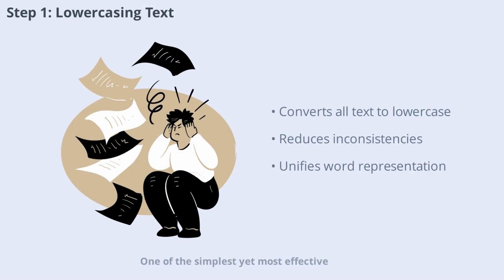One of the simplest yet most effective preprocessing steps is converting all text to lowercase. This helps eliminate inconsistencies caused by different capitalization styles. For example, Apple and apple would be treated as the same word after lowercasing. This step is crucial for ensuring that our analysis doesn't mistakenly treat words with different cases as separate entities. It's a small change that can have a big impact on the quality of our results.